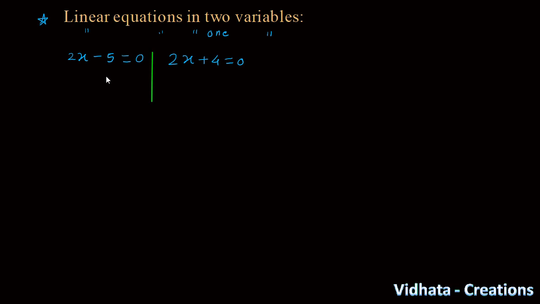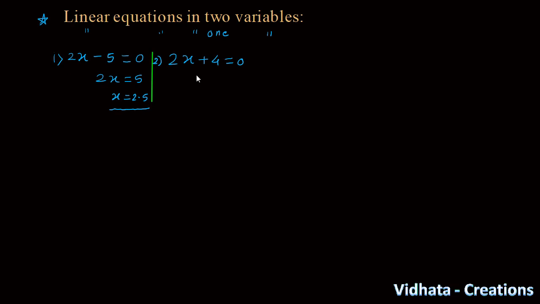We solve this equation as 2x is equal to minus 5. We will take it to this side, it will be plus 5, and we get x is equal to 5 upon 2, which is 2.5. This is the one and only unique solution of the linear equation in one variable.